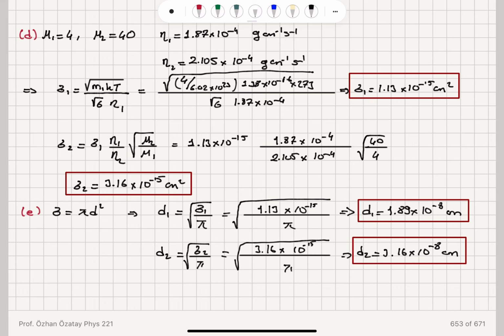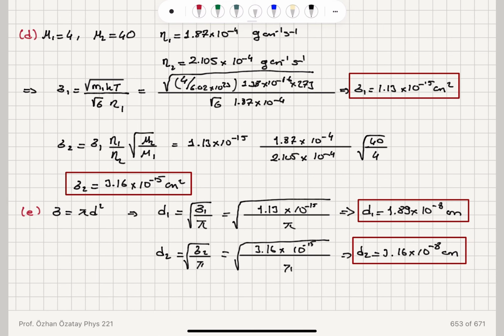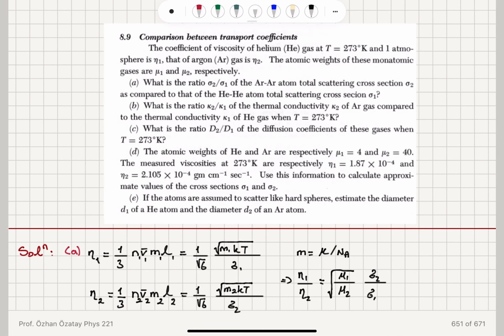Now the ratio sigma 2 over sigma 1 is eta 1 over eta 2 times square root of mu 2 over mu 1. If we substitute for sigma 1 our result, eta 1 and eta 2 values were measured. We substitute that here, square root of mu 2 over mu 1, 40 over 4. We obtain sigma 2.